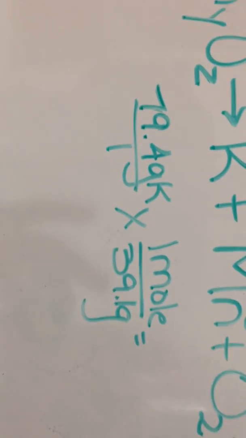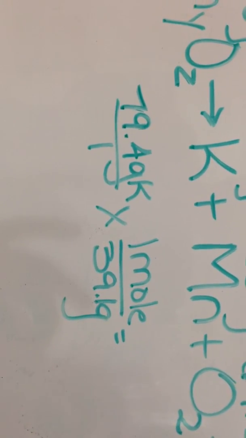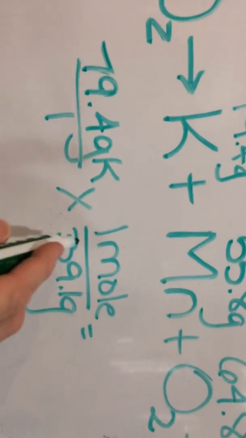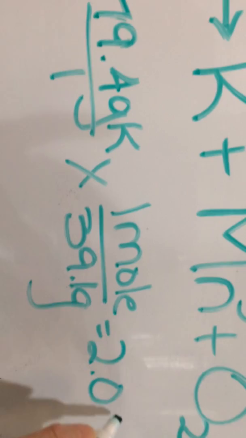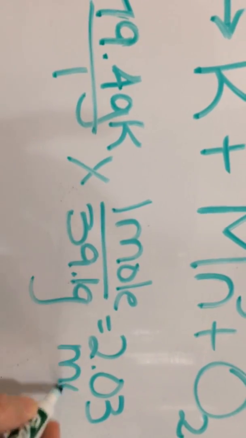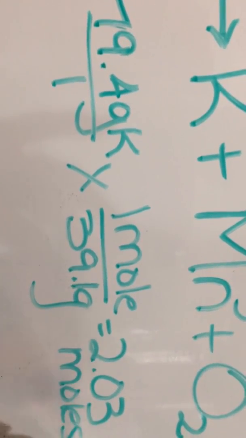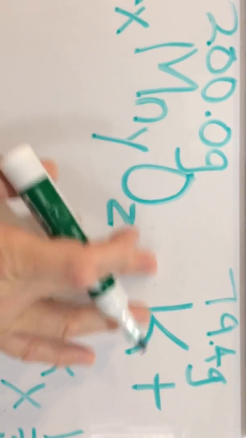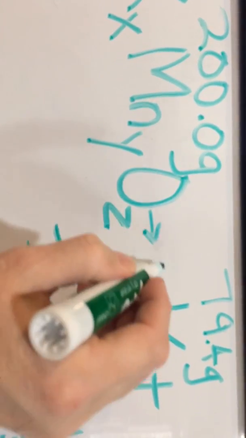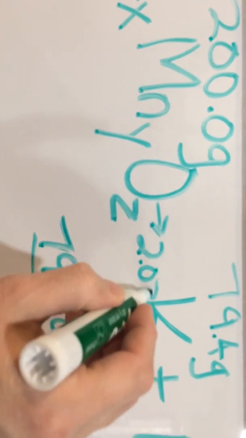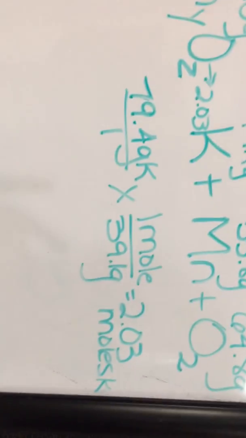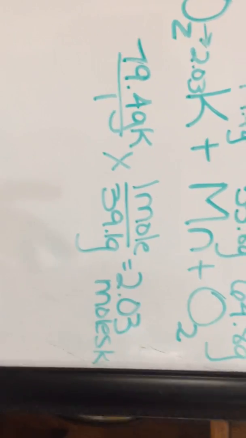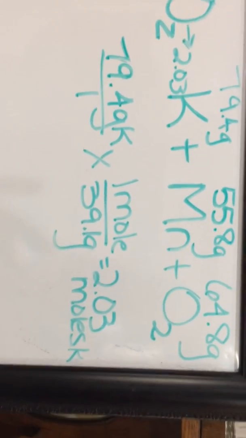So what is my mole for potassium? I have to have 3 significant figures, so my answer is 2.03 moles of potassium. Now I'm going to go up here in the spot that I did not leave. 2.03 is my coefficient in moles of potassium that we have in this problem. I'm going to do the same thing with Mn and O2.